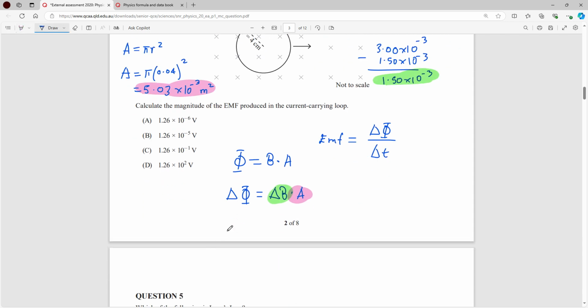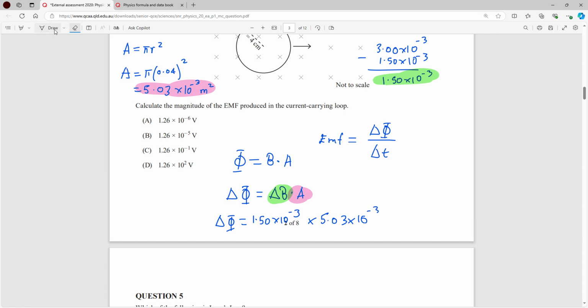So here your change in flux will just be 1.5 times 10 to the negative 3 times the area, so 5.03 times 10 to the negative 3. Now this is not your answer because we're after an EMF. This is just your change in flux, okay? So 1.5 times 10 to the negative 3 times 5.03 times 10 to the negative 3. Is it 10 to the negative 3?